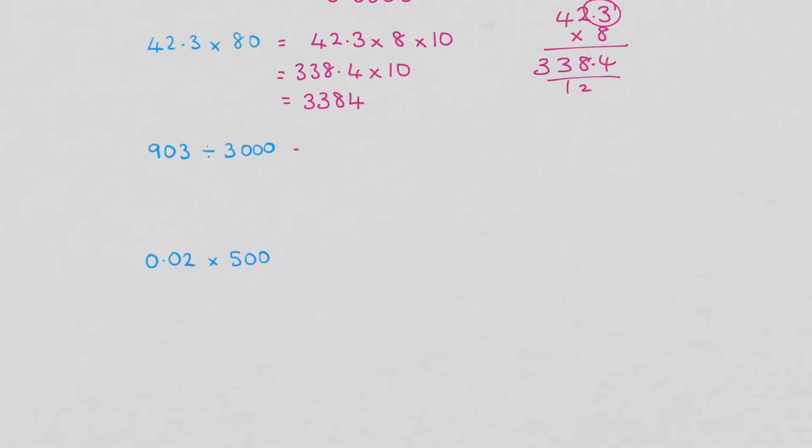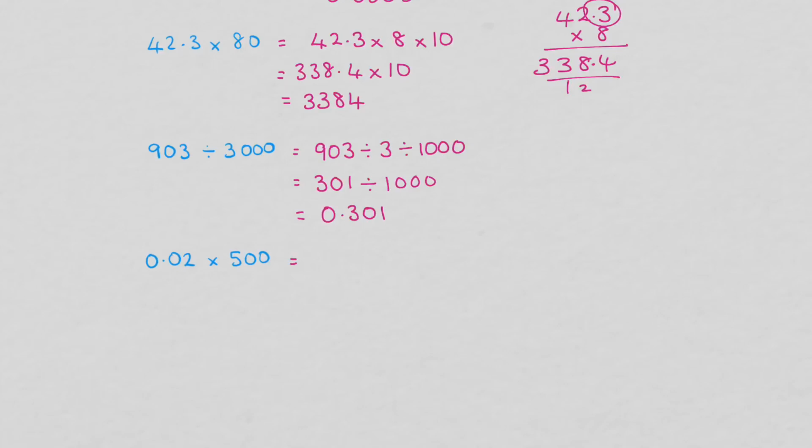The next one, if we're dividing 903 by 3,000, then we're dividing by 3 and we're dividing by 1,000. Okay, so 903 divided by 3 is 301. And if we divide back by 1,000, it means that the 3 is going to move 3 places. So 1, 2, 3. So the 3 is going to be in the first decimal place, so 0.301.